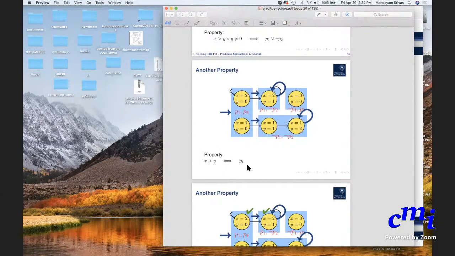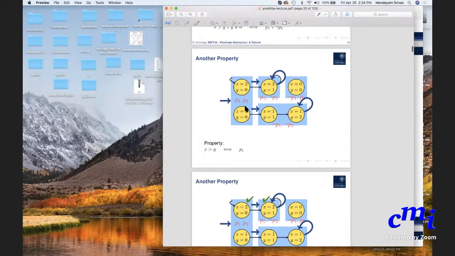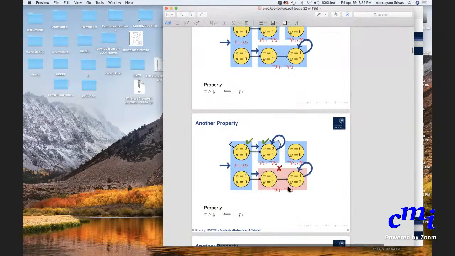Okay. So let's look at another property. Here it is, P1. So it is true in the initial abstract state, because this is P1 and P2. So in one step, it is true in the state above, but obviously it gets violated in the blue state below, right? Because that is reachable. The blue state below, in which P1 is false, is also reachable. Okay, and therefore it gets violated here.